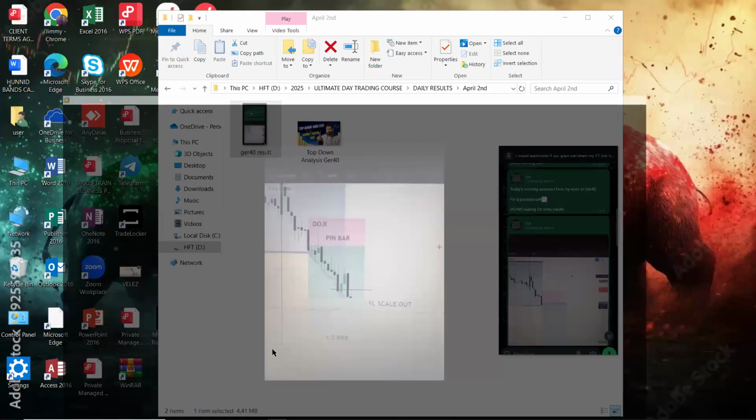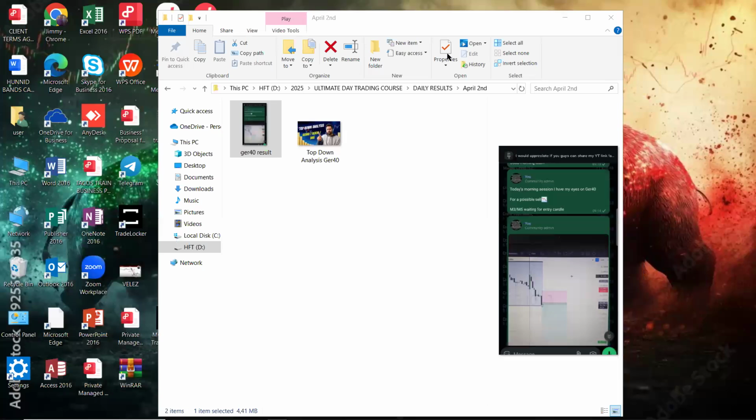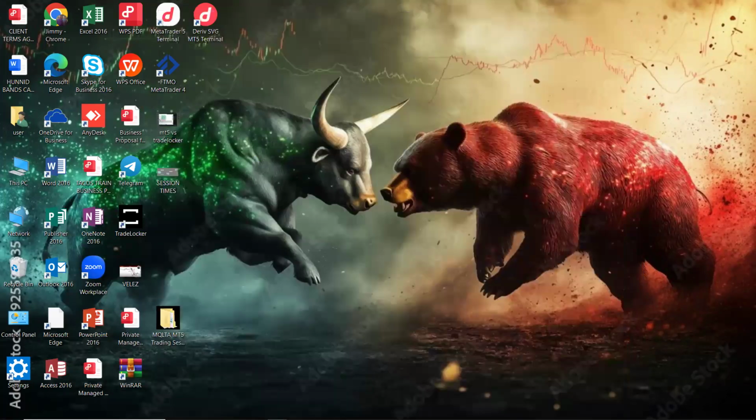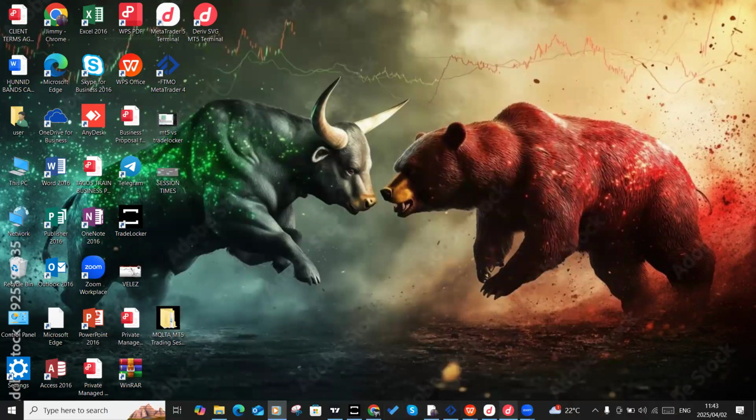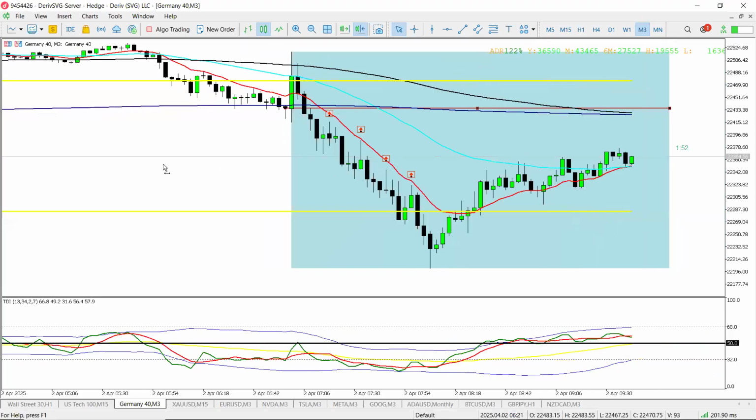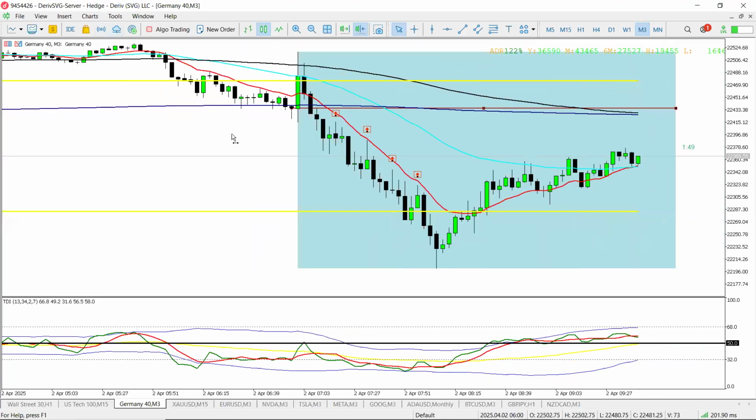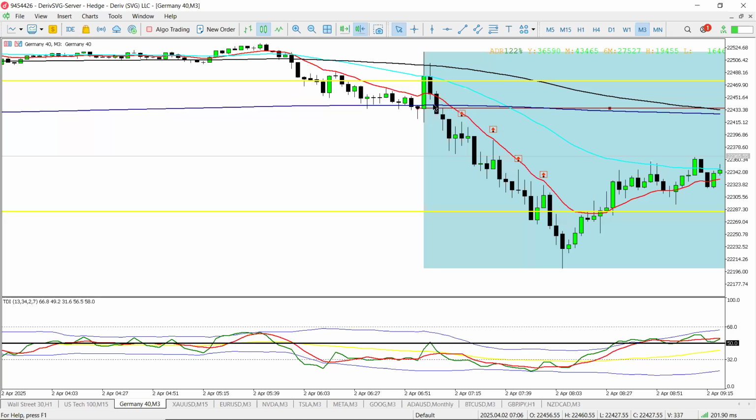So I thought let me do a quick recap, show you guys a quick top-down analysis on German 40, what we were looking at from the daily all the way until we got to our entry time frame, which is the 3-minute chart.